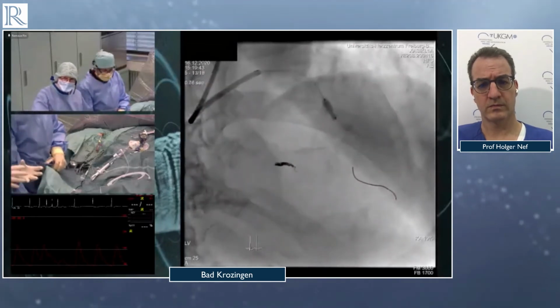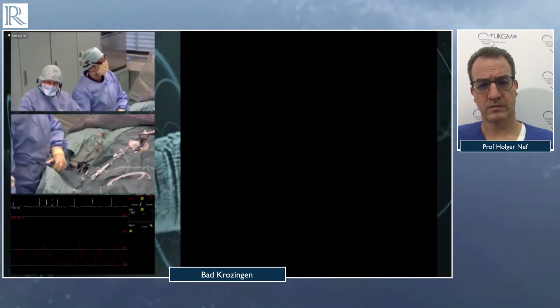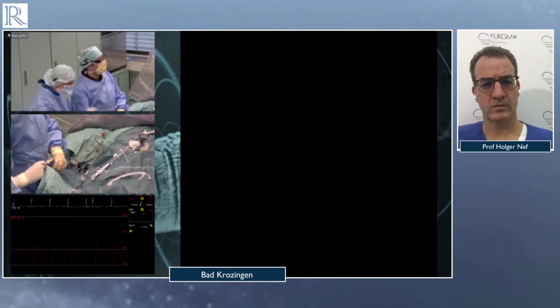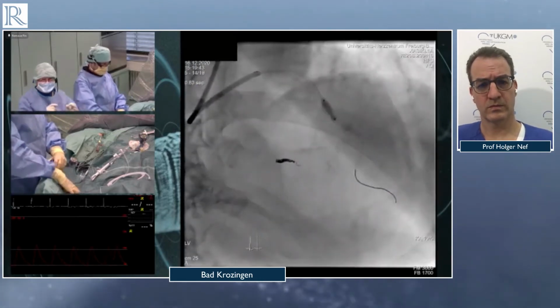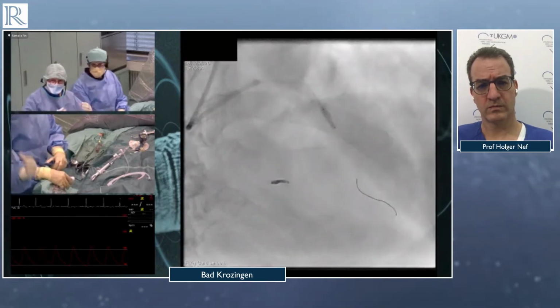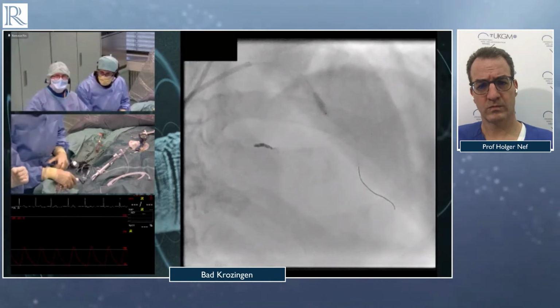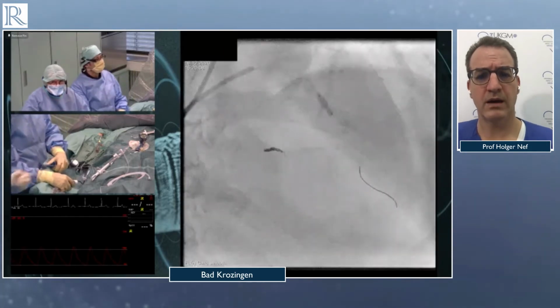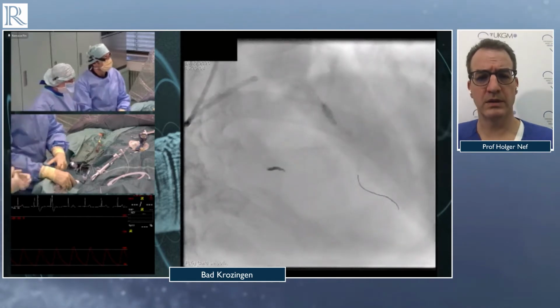Don't use high pressure, because otherwise you could provoke dissection. This is a very elegant method to avoid dissection and to avoid slow flow situations.